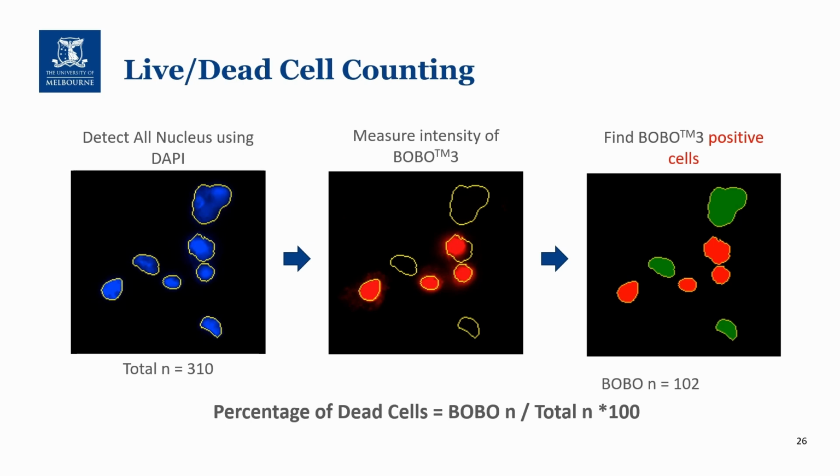And in this way, we can find the BOBO3 positive cells. Then it's simply a matter of calculating the percentage of dead cells by dividing the number of BOBO3 positive cells by the total number and multiplying by 100.